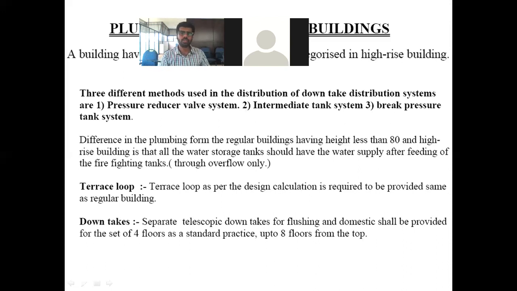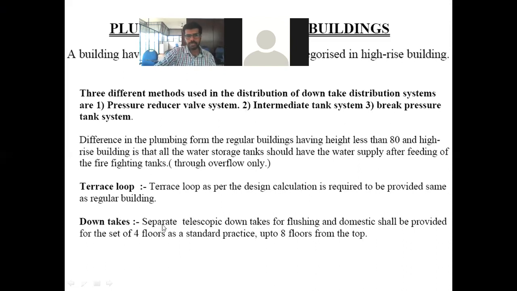If you are not using a terrace loop, you can take a single pipe from the overhead tank, then distribute it to all the areas. So there are two different systems. One is you can make a loop, a circle. From that circle, from any part, you can take the downcomer pipe. That is called the loop system.